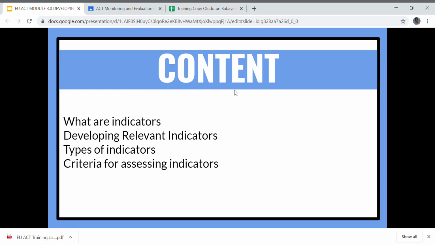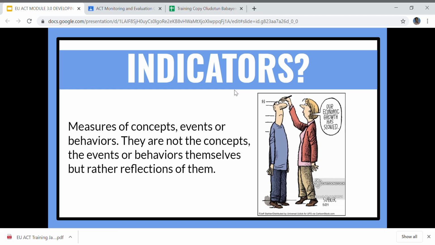So in the next few minutes, I will be looking at what indicators are, how to develop relevant indicators, the types of indicators that we have, and also some criteria for assessing indicators. And lastly, I will complete the learning task for this Module 3 with us. If time permits, we can look at different examples and put in indicators for them.